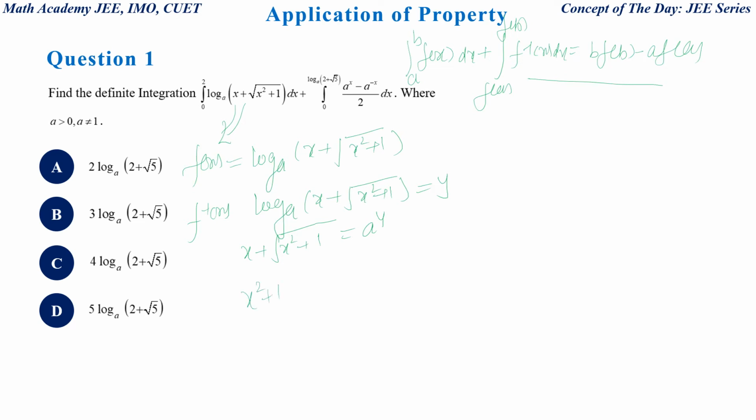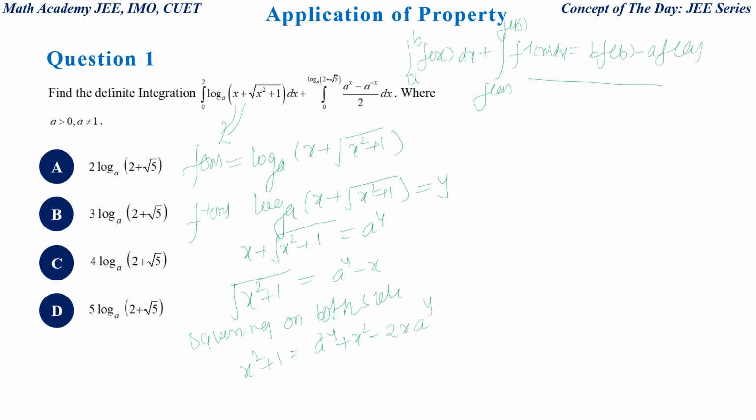Under root x square plus 1, that will equal a to the power y minus x. Okay, squaring on both sides, then we get x square plus 1 is equal to a to the power 2y plus x square minus 2 times x a to the power y.